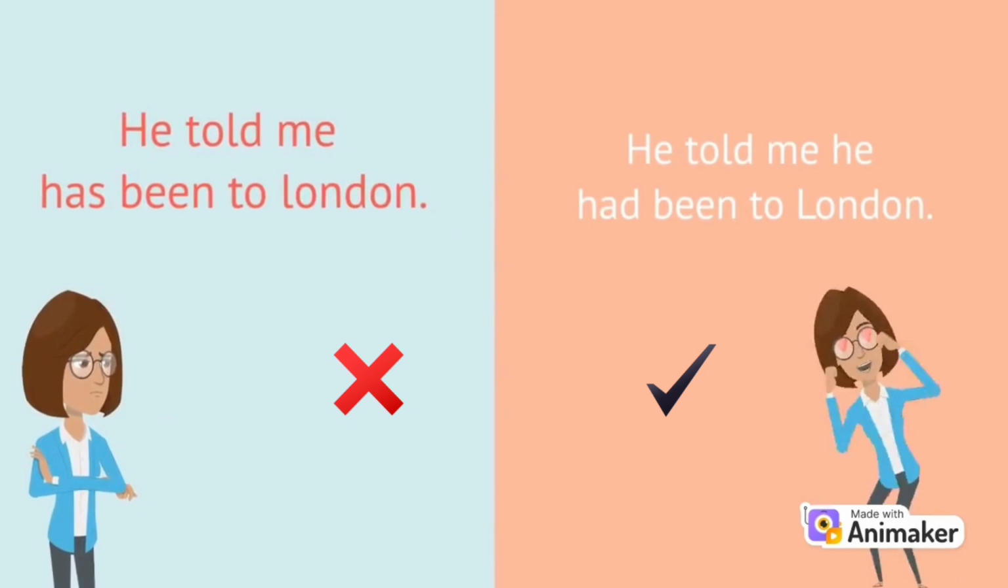I have one example. First, "he told me has been to London." This is an incorrect example. And "he told me he had been to London." This is the correct example. Why? Because his original words were, "I have been to London." However, in reported speech, we move the tense back: present perfect, have been, becomes past perfect, had been.